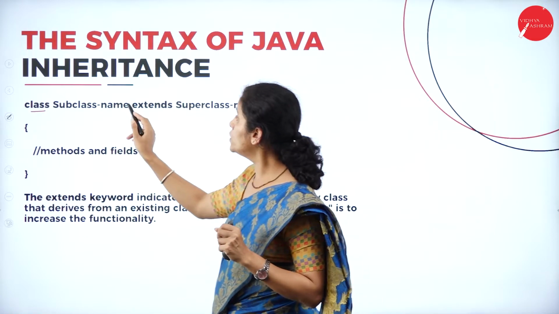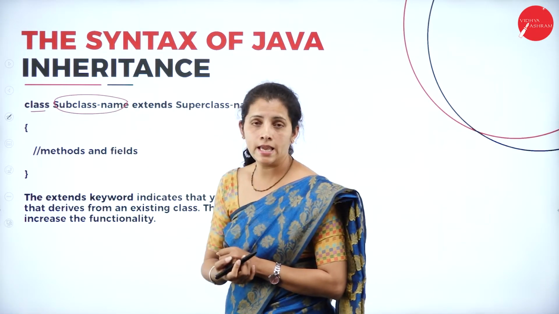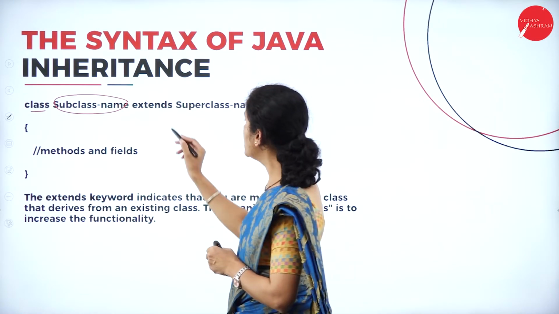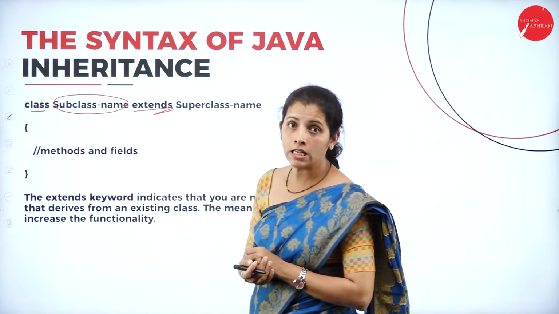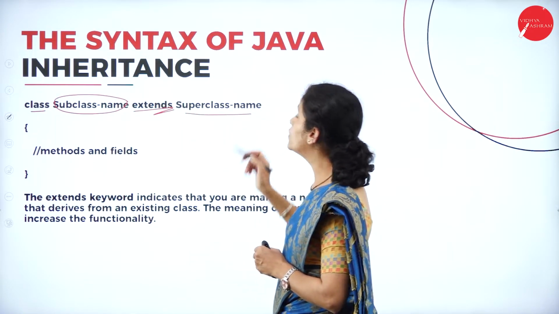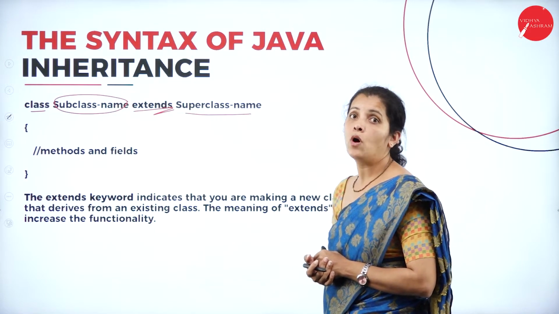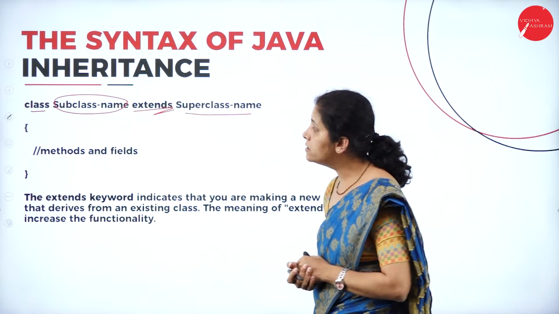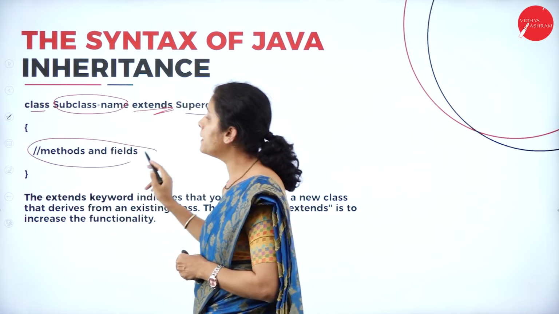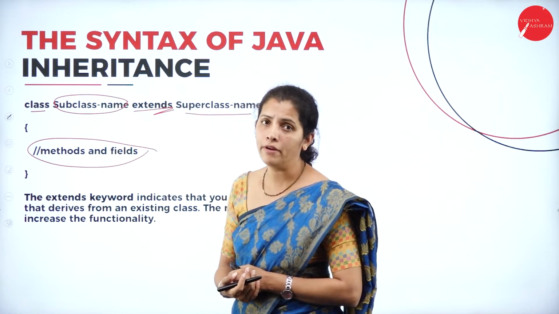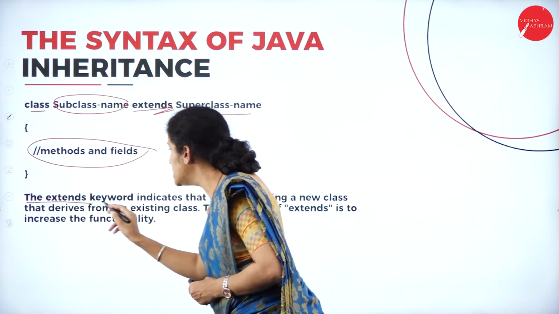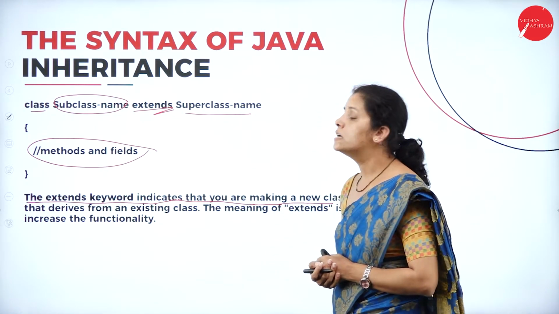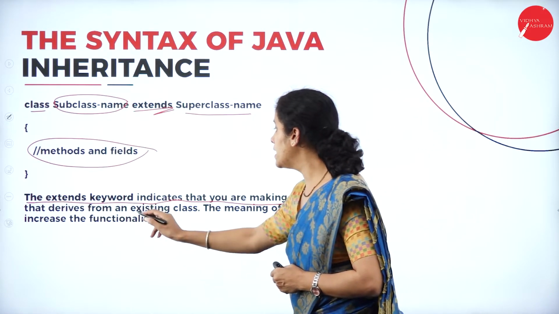Along with that, I'm going to have the child class name, or subclass name, or derived class name, and I want to write the keyword extends. Here I'm going to have the parent class name, or base class name, or superclass name, and here I'm going to have methods as well as data fields. Now the extends keyword indicates that you are making a new class that is derived from an existing class.